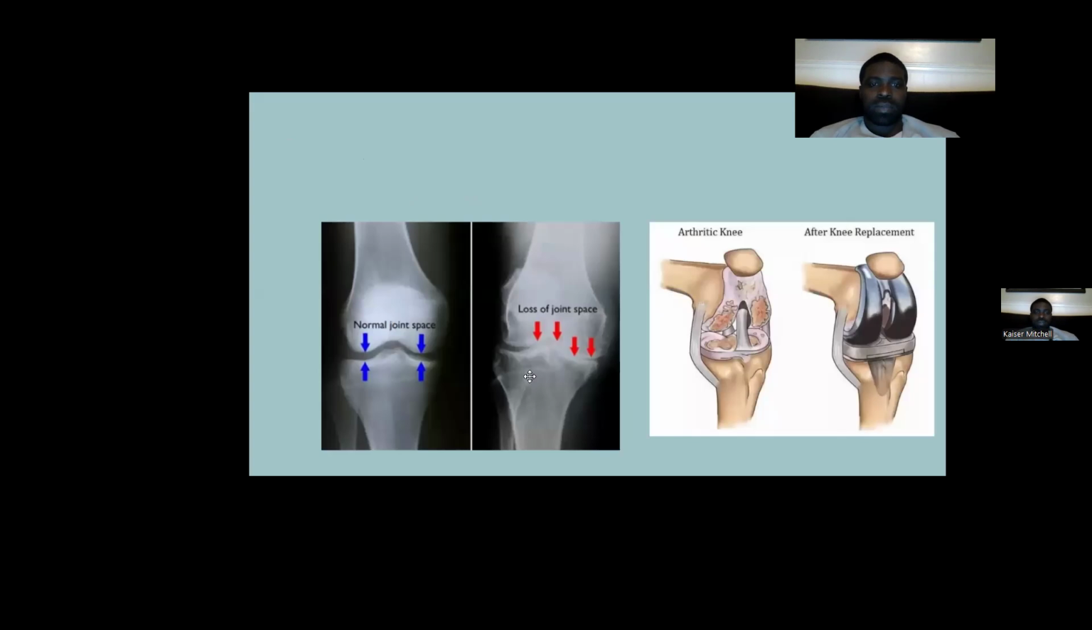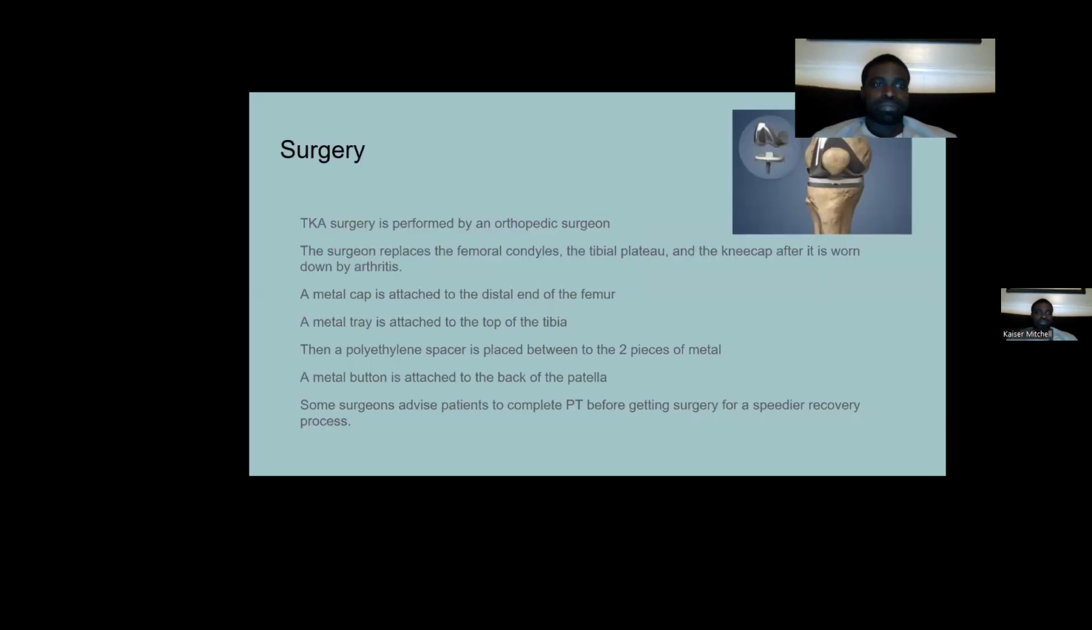All right, so if we look at this picture, we see what a normal joint space looks like, and we see what an arthritic knee joint space looks like. You can see the joint space is really small. You don't have much room, and you start to get that bone-on-bone contact. In this picture on the right, you see an arthritic knee, and you see a knee after knee replacement. So whenever you get that bone-on-bone contact, that's usually when you need to get a TKA.